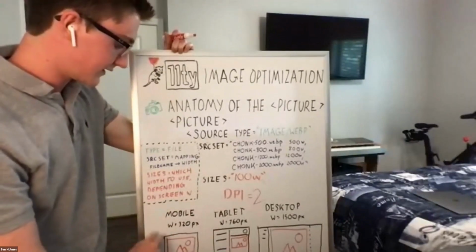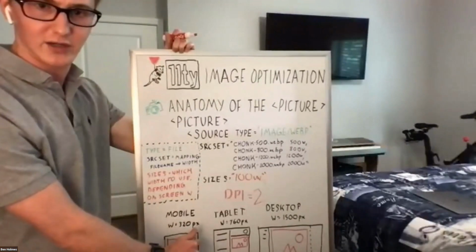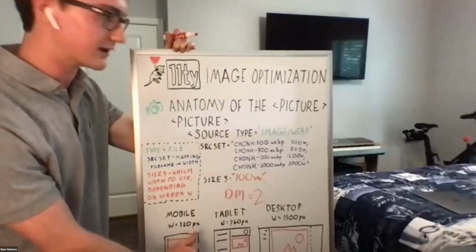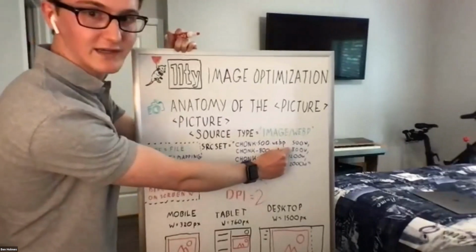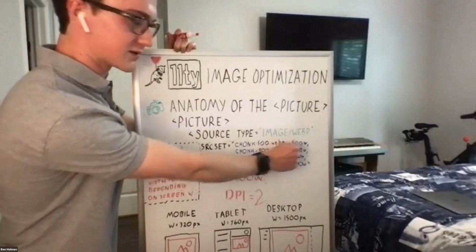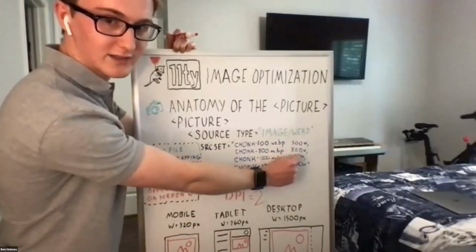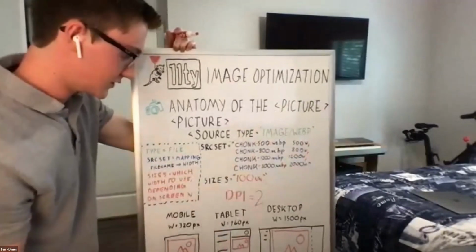So that means that this is actually going to become 640 pixels wide on mobile because it's a really high resolution screen. And it's going to reach for the next thing that matches that. So in our case, 320 is going to match up to 500, and 640 is going to match up to 800 because that's the next size of images.